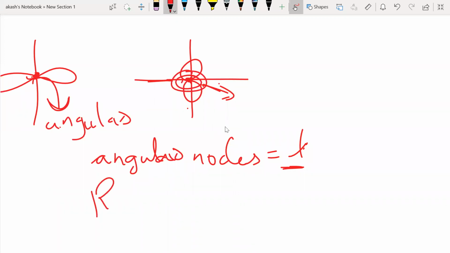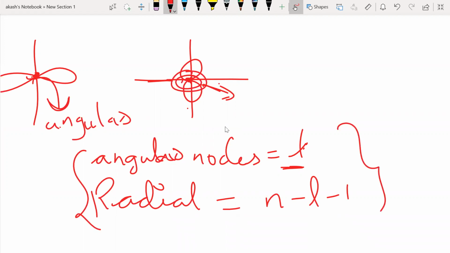The number of angular nodes is given by the L value, and the number of radial nodes is equal to n minus L minus 1. So these two formulas you have to remember: number of angular nodes is equal to L, and the number of radial nodes is n minus L minus 1.